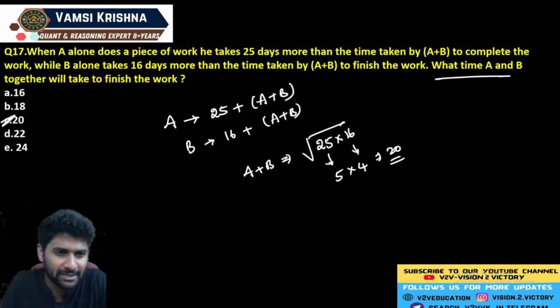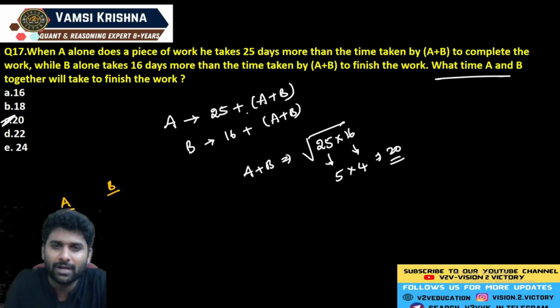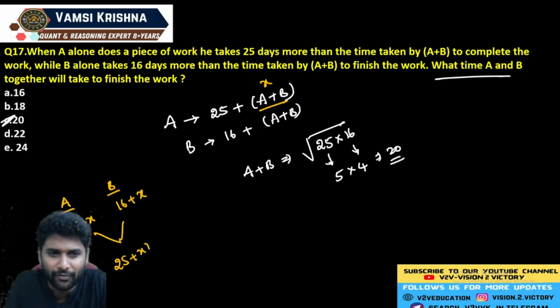If you want the procedure, let me help you with the procedure too. Why? Because you should learn all the concepts, guys. Let me tell you. A, B. Now, in the question, A and B together take X days. For A, it takes 25 plus X. For B, it takes 16 plus X. So what is the total work? It's a common multiple of 25 plus X and 16 plus X.